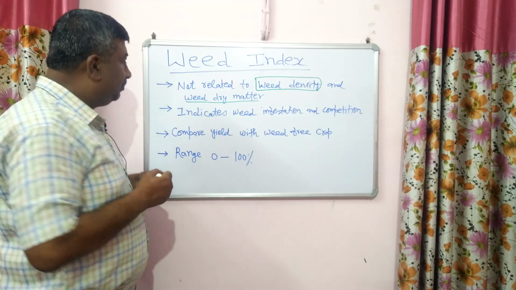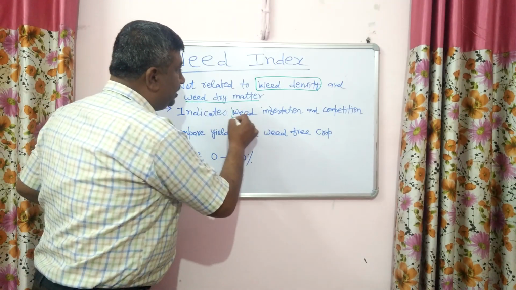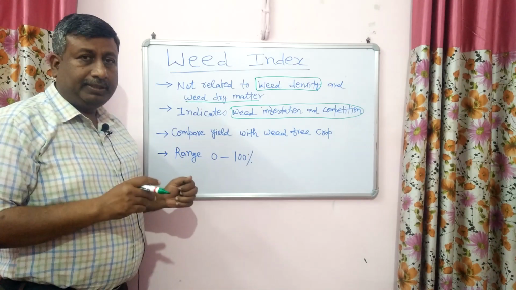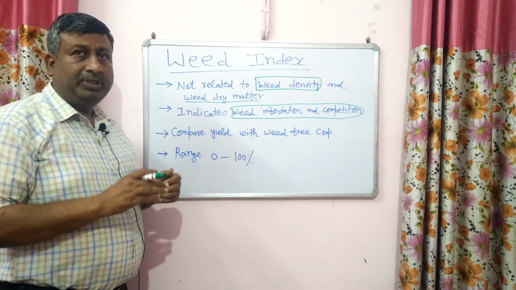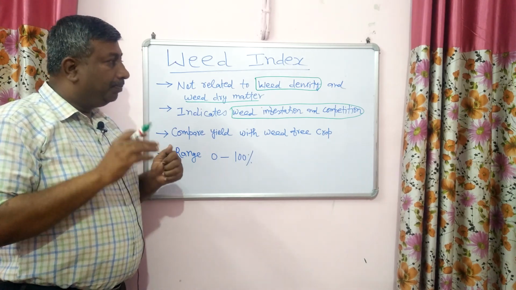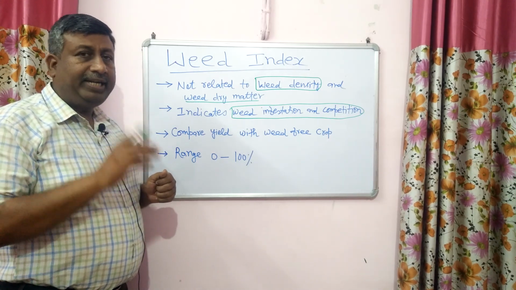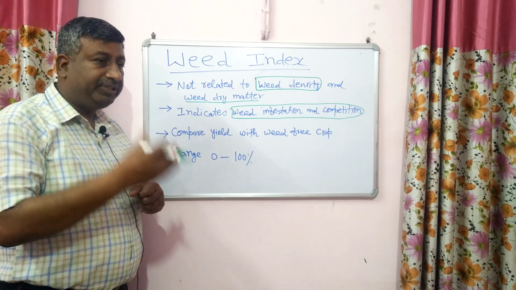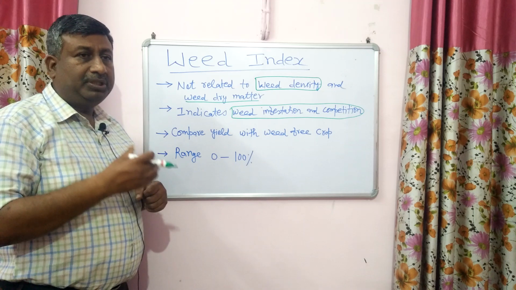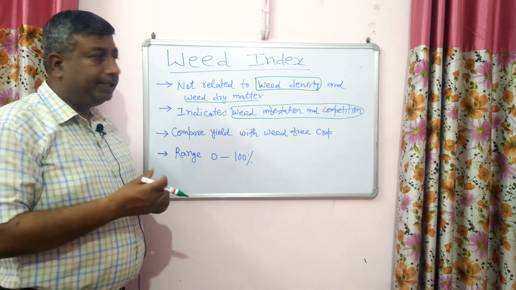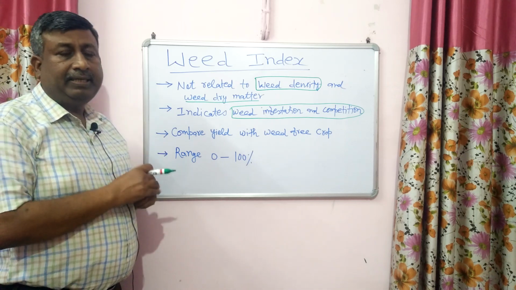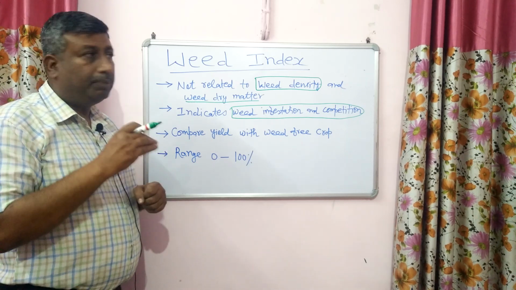Another important point is that it says about the weed infestation or weed competition. It is indirectly linked. Actually, the value is different, but with the value of weed index, we can make some idea about the weed infestation. What is the weed competition? Whether weed competition is low, moderate or severe. And this weed index value is directly related with the weed competition.